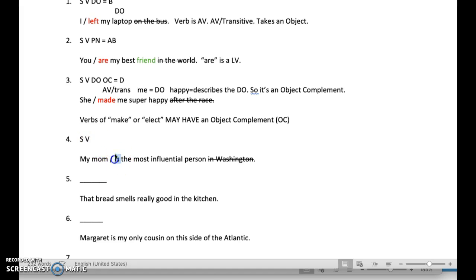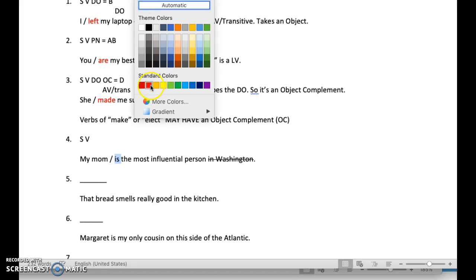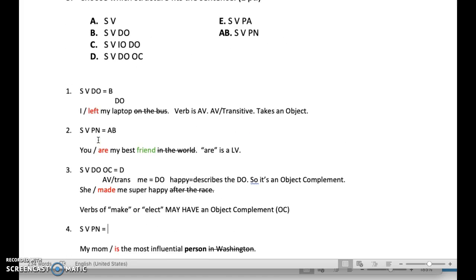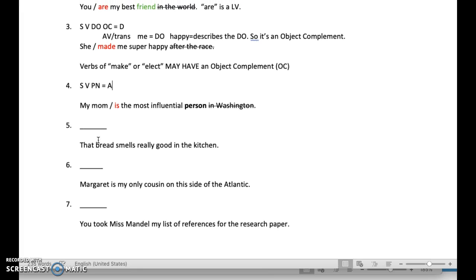So I know I'm going to be dealing with an SV, either a PA or PN structure. So let's see. Here's my linking verb. And the thing that I want probably is person, right? So person is the thing it's linking to. And because person is a noun, I'm dealing with a predicate noun structure. So my answer for this one is going to be a B.